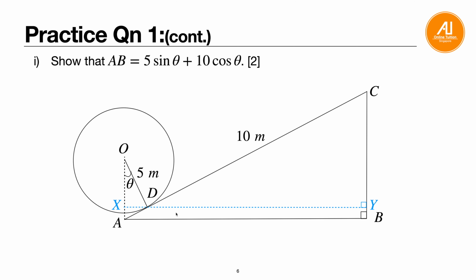Next, since this is theta, and this is 90 degrees, this angle here will be 90 minus theta, and this is 90 as well. If this is 90 minus theta, this one will be theta. And if this is theta, this will be theta as well because of corresponding angles. Just use your E.Maths angle rules. With that, we can move on.